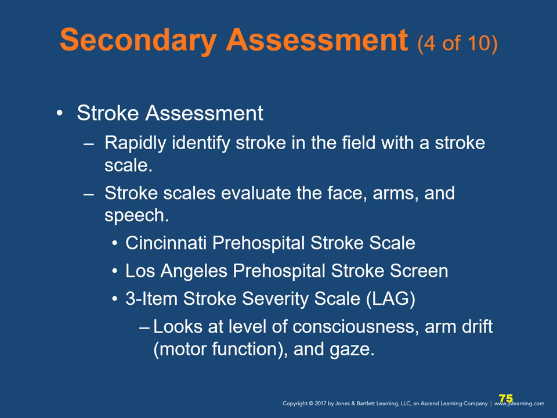To test arm movement, ask the patient to hold arms in front of his or her body, palms upward to the sky, with eyes closed and without moving. The 3-item stroke severity scale, or LAG, looks specifically at 3 items: level of consciousness, arm drift, which indicates motor function, and gaze.